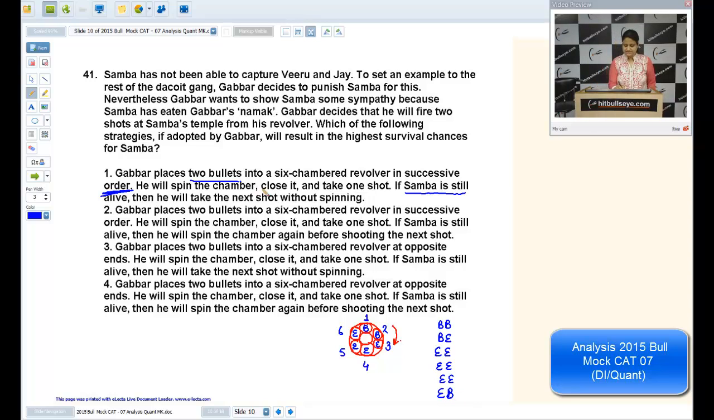He said he'll spin the chamber, close it and take one shot. If Samba is still alive, it means at first shot there was no bullet. So these 4 cases are permissible. These 4 cases, they are permissible. And we want to calculate the highest survival chances. It means Samba is still alive after the second shot. So these 3 cases are favorable.